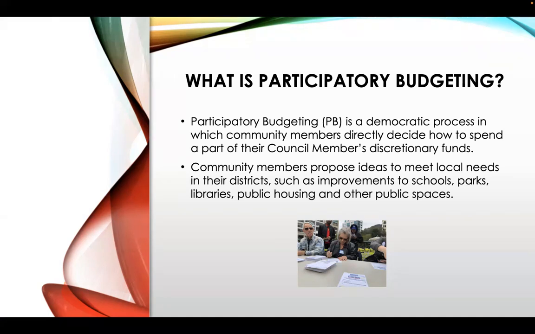And I'll have Greg, our legislative budget coordinator, explain more about the discretionary funding and capital projects later as well. The process is that community members propose ideas to meet local needs in the district, such as improvements to schools, parks, libraries, public housing, or other public space. So the keyword here is actually public.